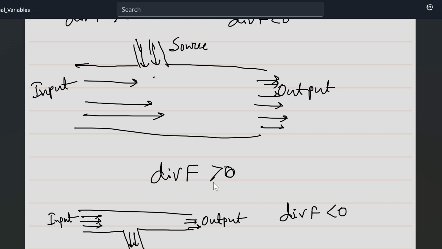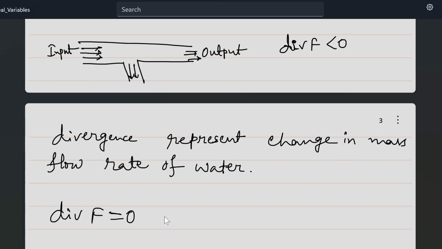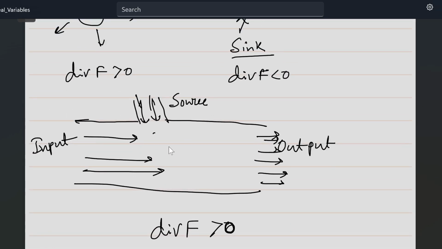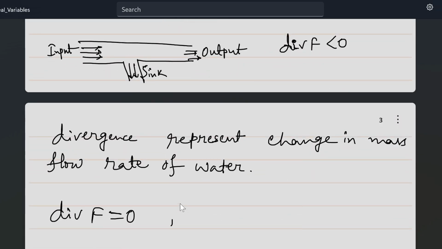That means there is no flow through the additional channel which we have made. Yeah, that means the flow is incompressible. There is no external source or sink. This is called sink. There is no external channel. So if divergence is zero, it means the flow is incompressible, that means the fluid is incompressible.